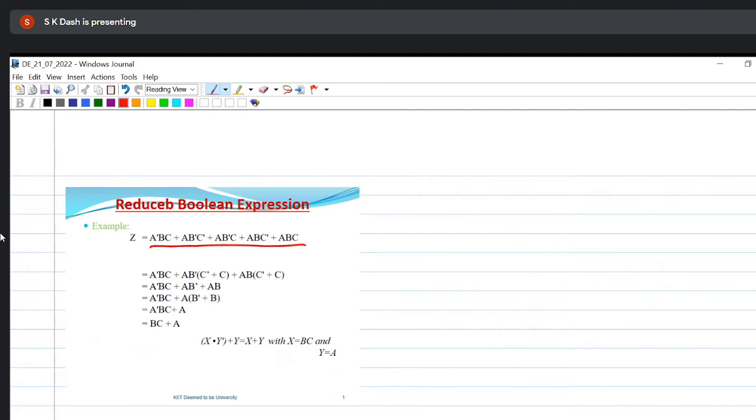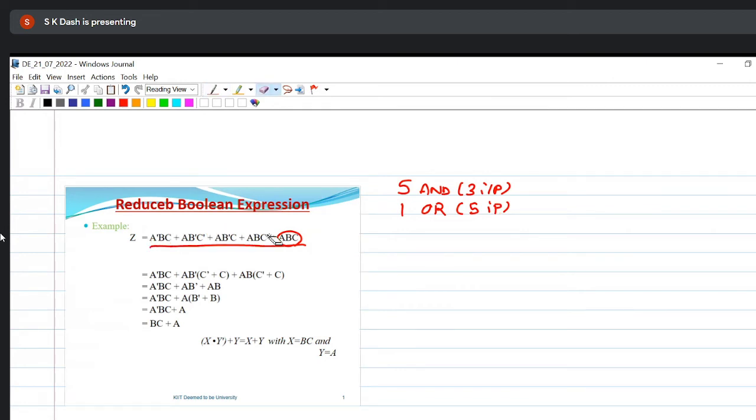How many? Seven. We need AND gates. This is an AND gate, this is a five AND gate, this is 5 AND gates. Each is a 3-input AND gate. And 1 OR gate with 5 inputs.